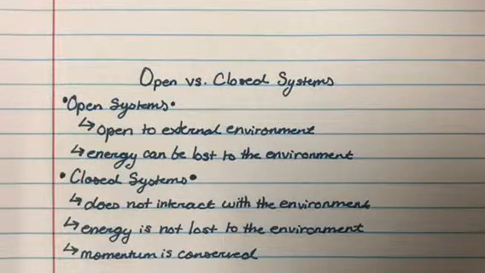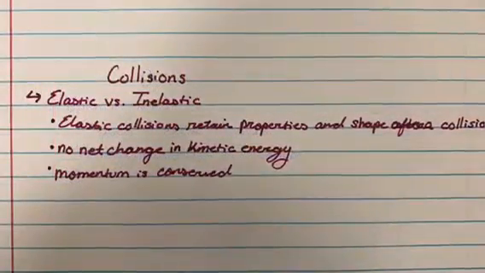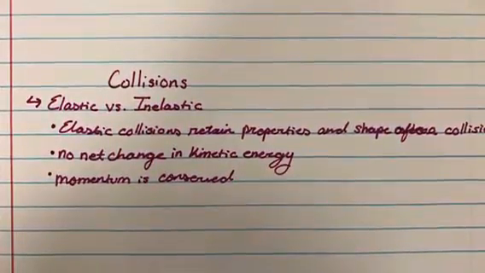When dealing with momentum, it is important to remember what type of system you're dealing with. Open systems are open with the environment, and energy and momentum can be gained or lost. Closed systems are restricted to the objects being considered, and momentum is conserved even if there is a collision. There are two types of collisions, elastic and inelastic.